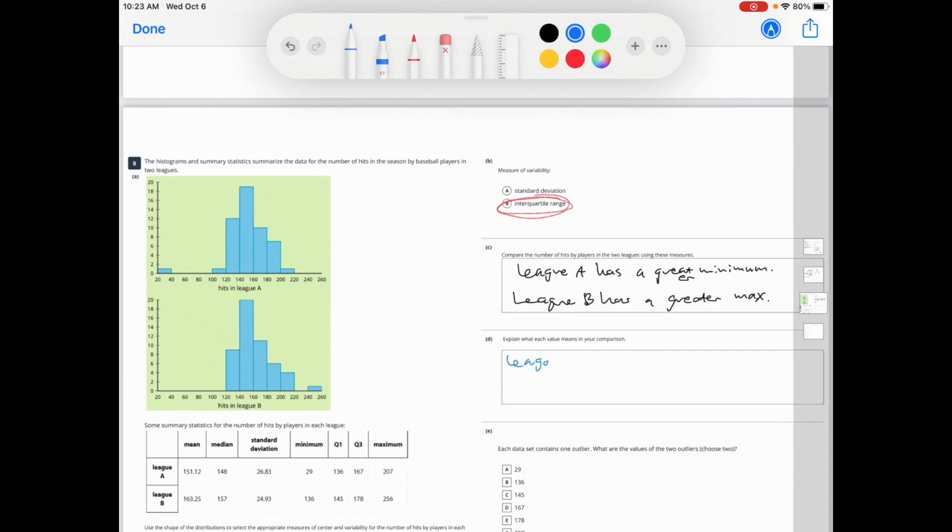League A has a minimum of a player with 20 hits compared to League B with a minimum of 120 hits.